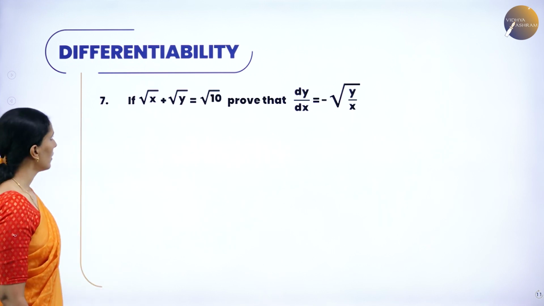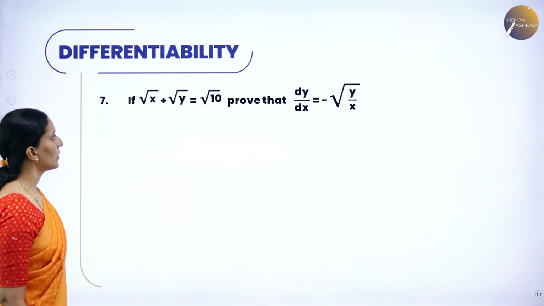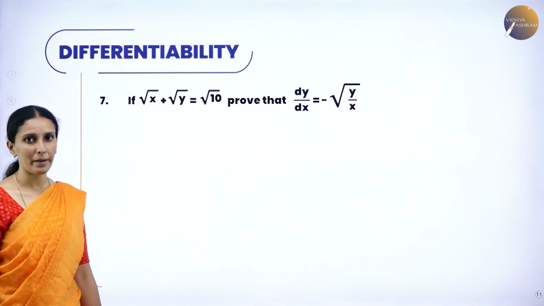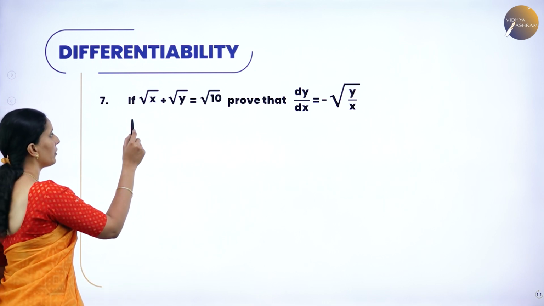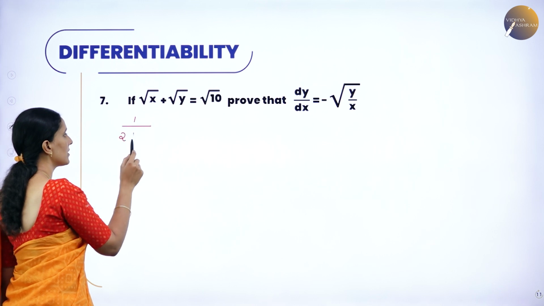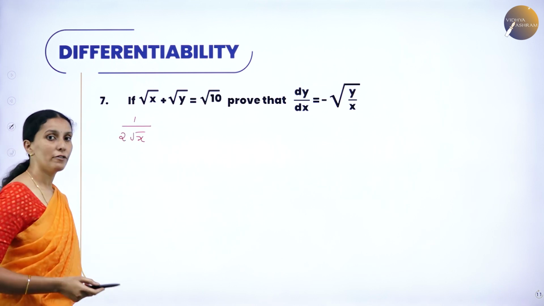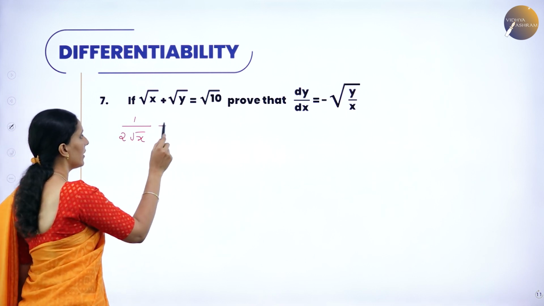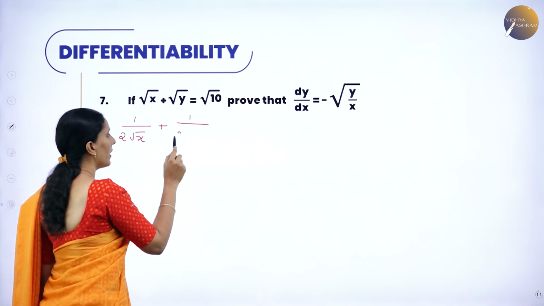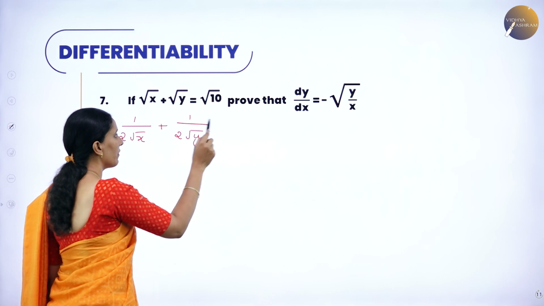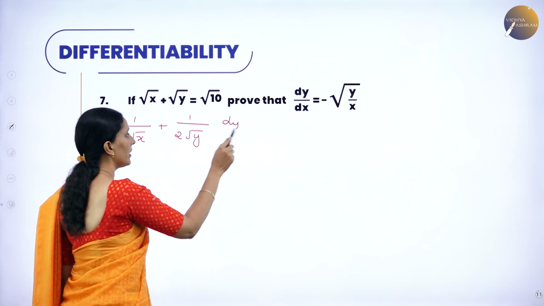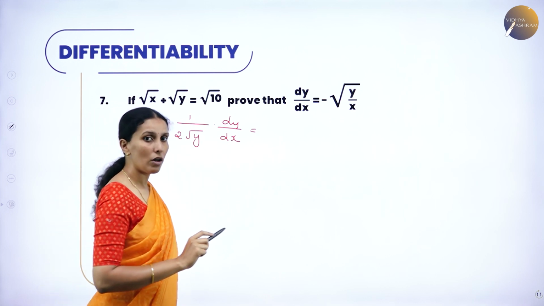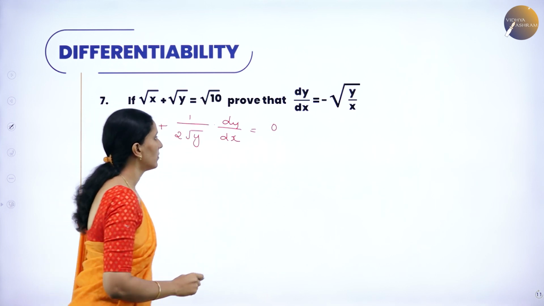Next question. If root x plus root y is equal to root 10, prove that dy by dx is equal to minus root of y by x. So we know the derivative of root x is 1 by 2 root x. So this is an example for implicit function. Derive both x and y simultaneously. And root y will be 1 by 2 root y. Since you are differentiating y, you have to write dy by dx. And derivative of root 10, which is purely constant, is 0.